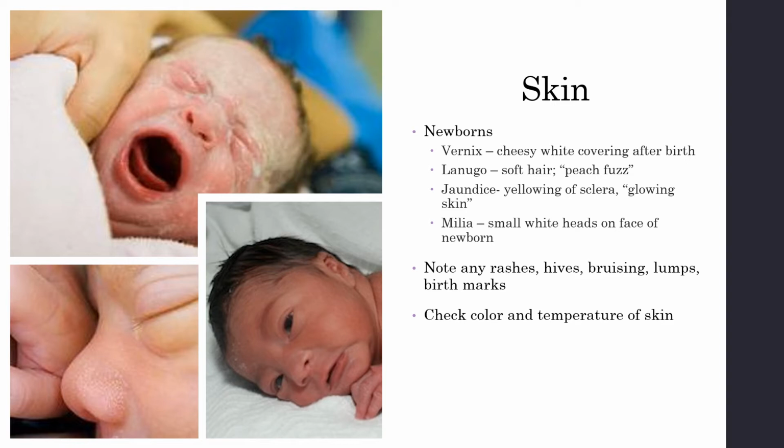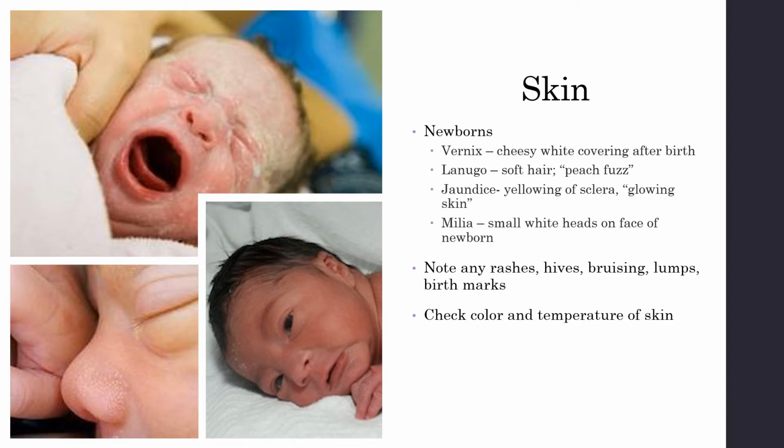Lanugo is that soft peach fuzz hair that babies have. So some babies might have it on their face, or their ears is a really common spot, or even along their back. It's not permanent. It usually falls out, but that's what the fancy term is for that fine fuzzy hair that's on the babies.